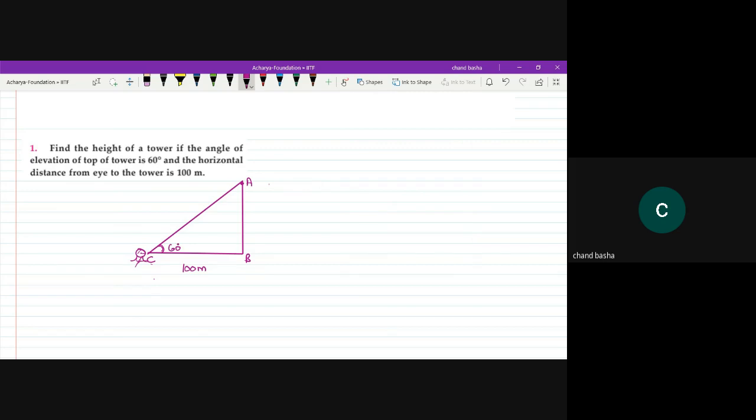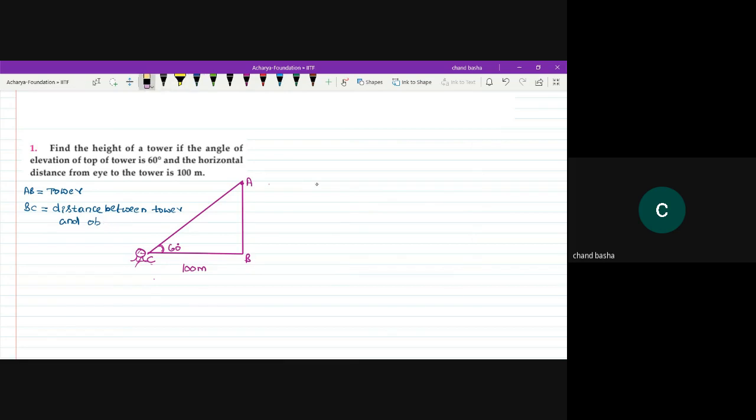Yes, Rohan, which trigonometric ratio can we use out of the six? And what is he asking, can you tell me? Sir, he's asking the height of the tower, means AB, sir. Right, very good. I'm taking AB is equal to the tower, and BC is equal to the distance between the tower and the observer, a person observer.